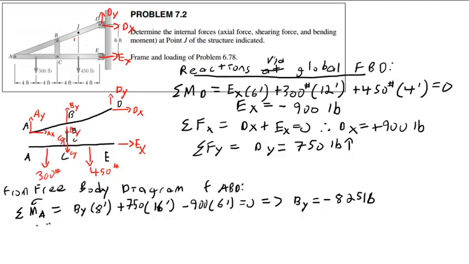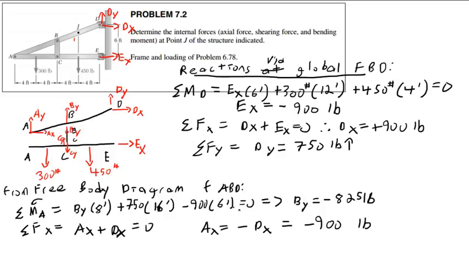And now, let's see. So we have BY, we have dy, and dx. We can get ay and ax simply via a summation of forces. Yes, summation of forces in the x direction. I will have ax plus dx equals 0. And from this, I will get that ax is negative dx, or negative 900 pounds.